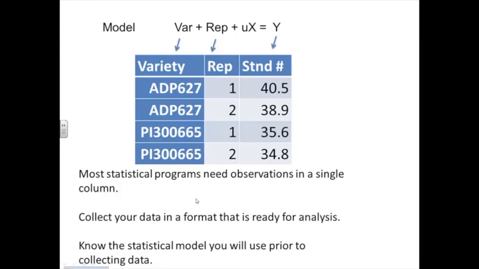Okay? So most computer programs that you're going to use for statistical analysis are going to need your observations in a single column. Okay? You might as well collect your data in this form, which requires that you know the statistical model prior to collecting data. All right? So good experimental protocol means that you first articulate your model, set up the experiment that way, collect your data that way, and then you're ready to analyze it.